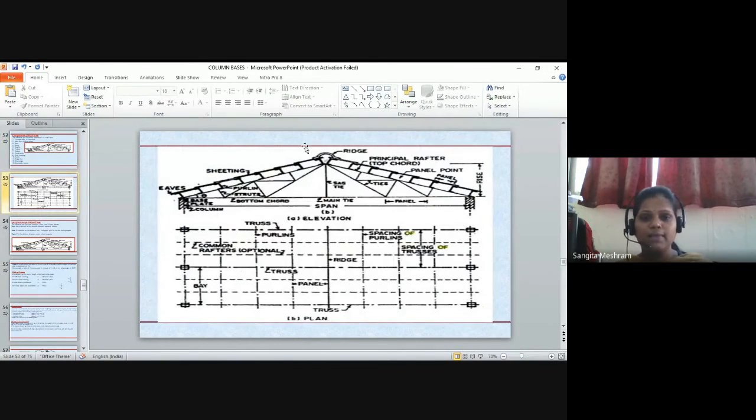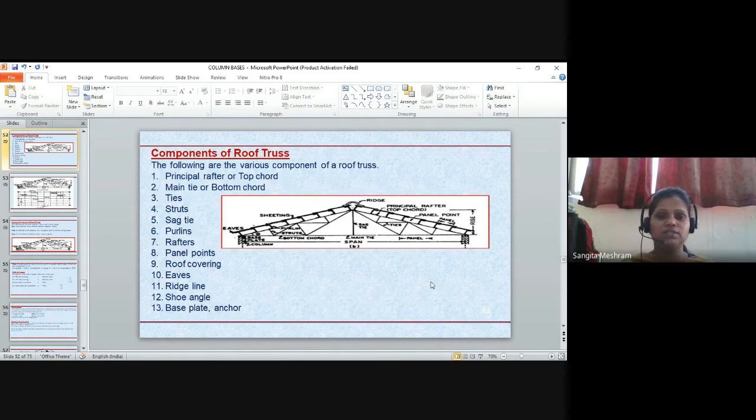Okay, जिसे आप यहाँ पे टॉप पोर्शन में शीट्स प्रोवाइड कर रहे हो. So this is sheeting portion. This is main tie, bottom chord member. This is top chord member, principal rafter. This is vertical member, sack ties. यहाँ पे inclined, बीच में आपको inclined members provide किए. This is ties. Then these purlins are provided. So these are some components which are related with the roof trusses.